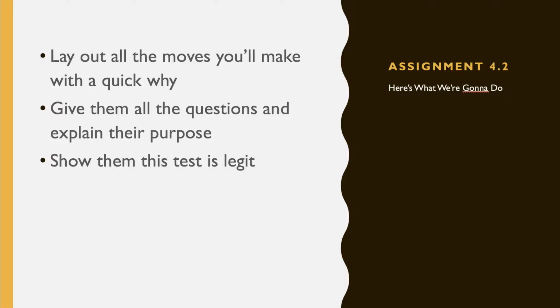So 4.2, here's what we're going to do on this one. So 4.2 is going to be fairly straightforward, this should be the easiest one that you've done in this entire unit package. So you're going to basically just lay out the moves that you're going to make and then give them a quick why. This is the big thing. It's the quick why that students usually miss in this one.